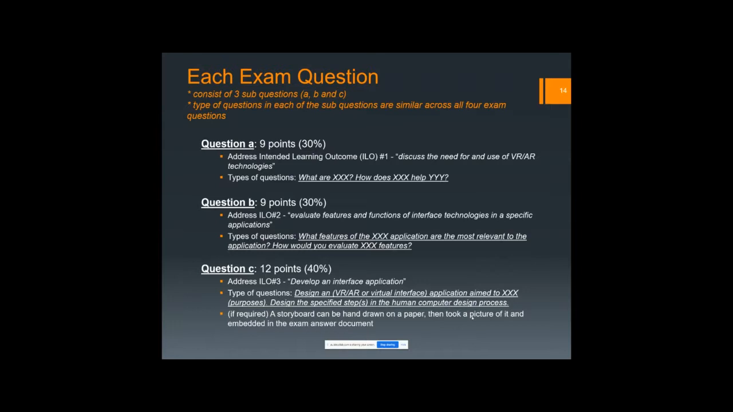Question B is 9 points, which is 30%. This is about evaluating the features and functions of the interface. We're not talking about usability, we're just talking about how you would evaluate. If someone asked you to evaluate some application, how would you go about it? What would be your idea of evaluating it? The type of question would be like, what features of a particular application? Oftentimes I draw that from the lecture.